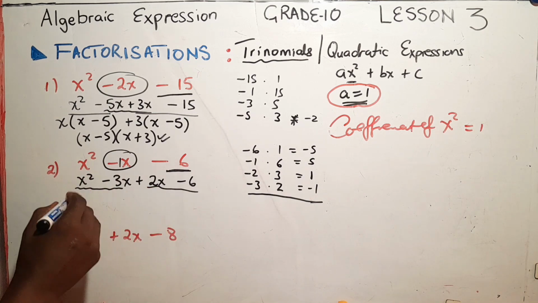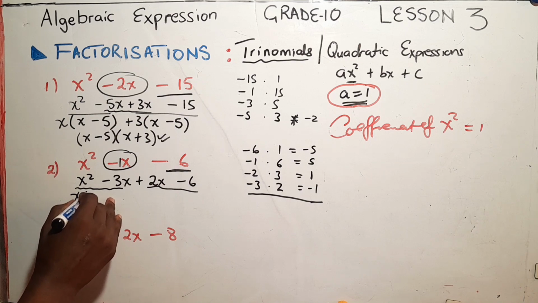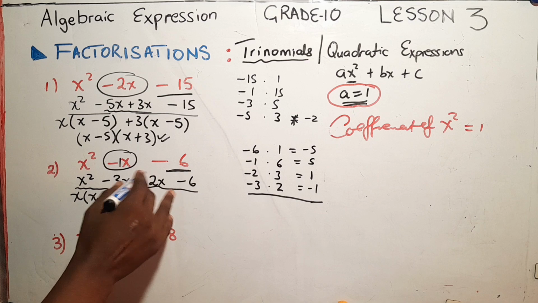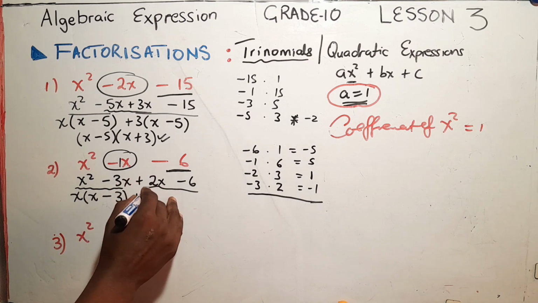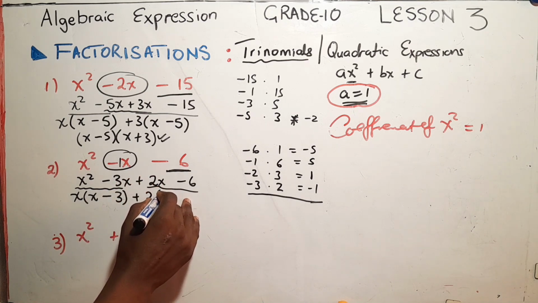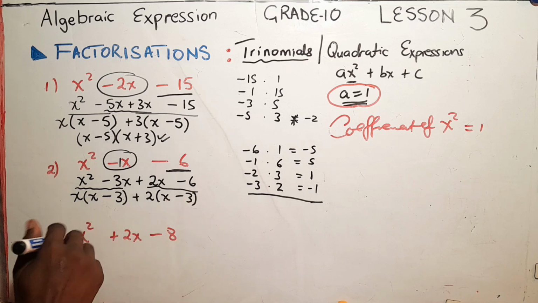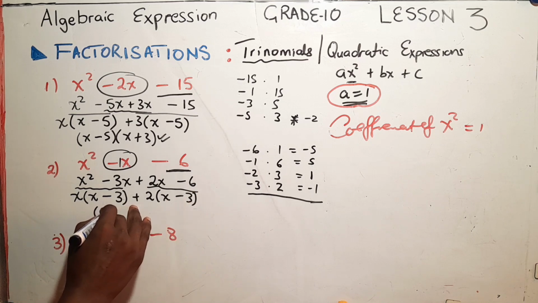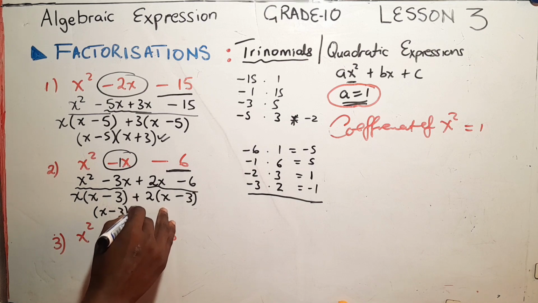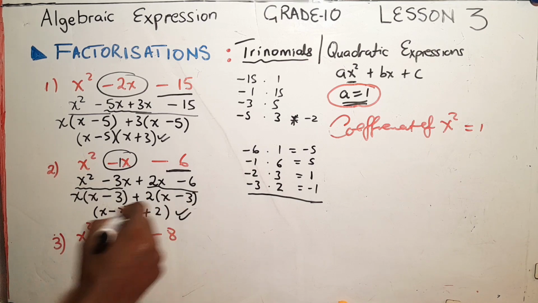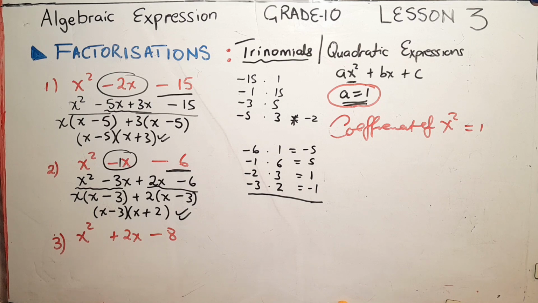So here the common factor is x. So we can factor out x, and we'll be having x minus 3. And here we can factor out 2. 2 is common. So if we factor out 2, we'll be left with x minus 3. So now we can see that x minus 3 is common on both. So x minus 3, and we'll be left with x plus 2. As simple as that. So let's move to our last question, which we need the factors of negative 8.